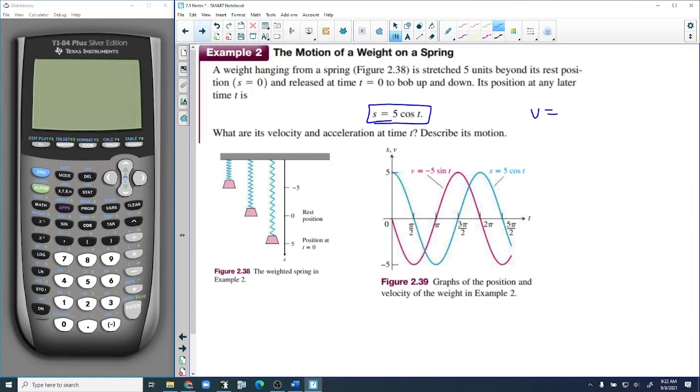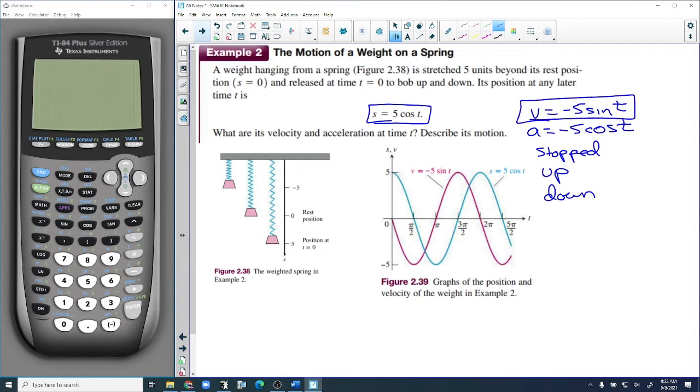So velocity is -5 sine t. Acceleration is -5 cosine t. Now to describe its motion, we do this a little differently than the book does. We say, where is the object stopped? And in this case, we're going up instead of right, and this one is down instead of left. So we want up and down. Now we do this on the velocity function. That's movement. Velocity is movement. Acceleration is change in movement.